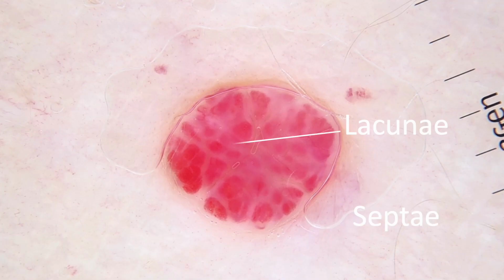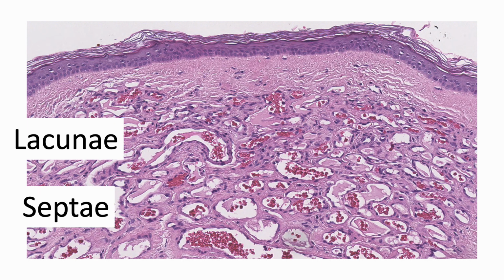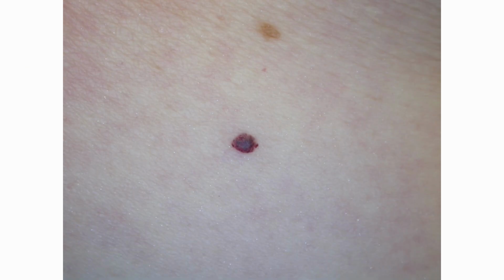Let's see a case. This purple reddish papule on the thigh. On dermoscopy, we have lacunae and septa, classic features of an angioma. And this lesion was excised because the patient didn't like the lesion. We have histopathology where we have these dilated or ectatic vessels with fibrotic septa. These are the classic features of angioma with a perfect correlation with histopathology.